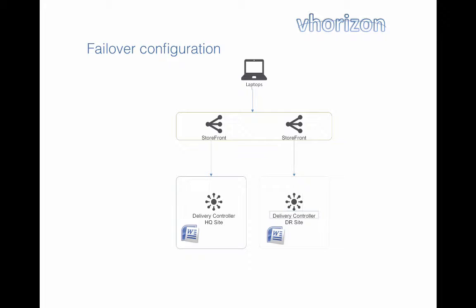So within a failover configuration, all your users will be enumerating against the HQ site on the left hand side in the diagram, and as soon as that fails or anything changes and the requests aren't being honoured by the HQ site, then that will fail over to the DR site.